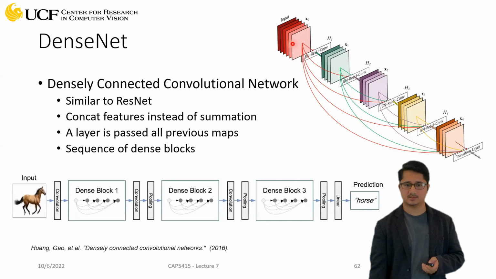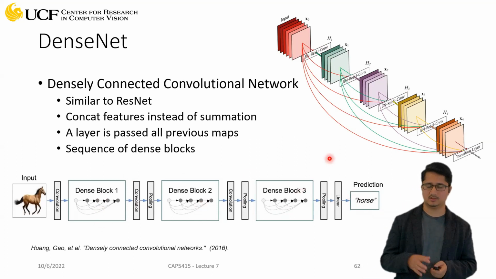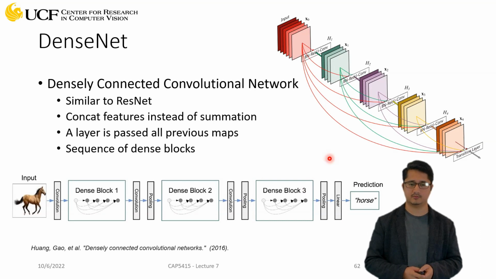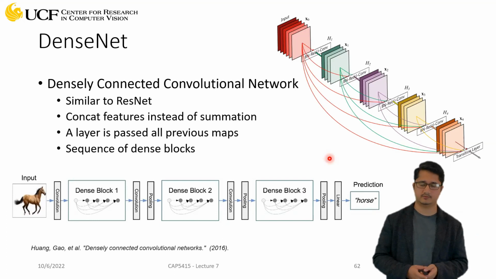Okay, then this is just one dense block, and then you have a sequence of these dense blocks. So this is again just a variant of ResNet, and of course it performs better than ResNet because you have these dense connections, which improve the learning power of the model.